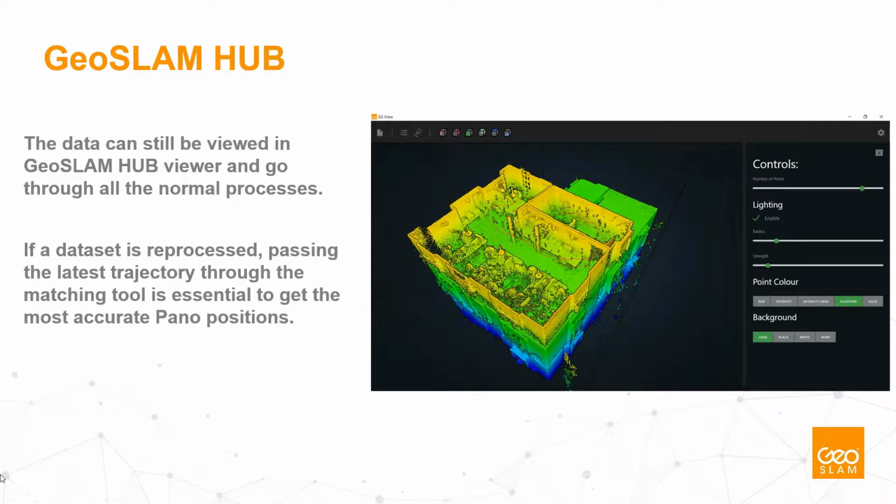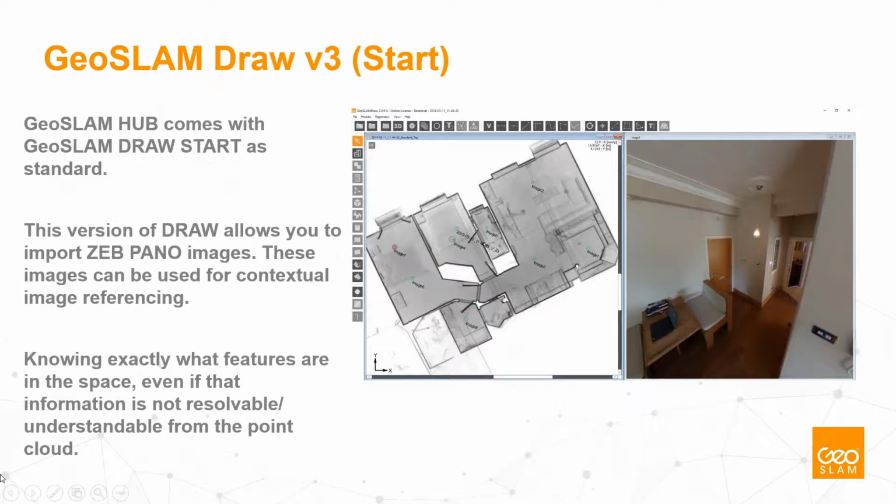Okay, so that is viewing it in GeoSLAM Hub. Those of you that attended our webinar just under 2 weeks ago on GeoSLAM Draw 5.2 will know that we also released a new version of GeoSLAM Draw, so GeoSLAM Draw version 3. And version 3 has lots of new functionality, as well as having different modules as well.